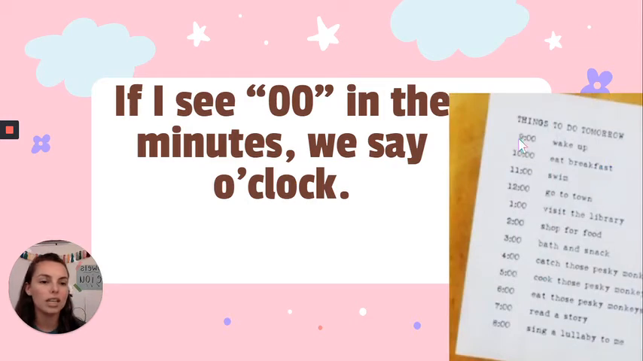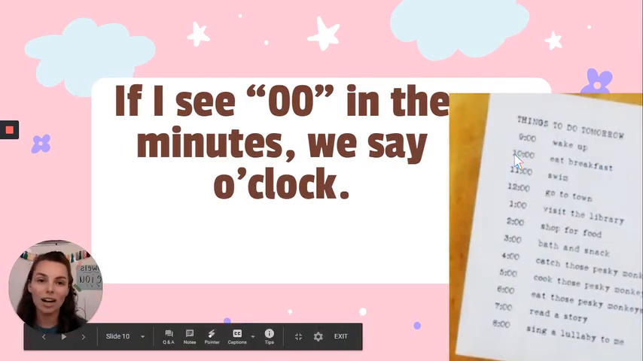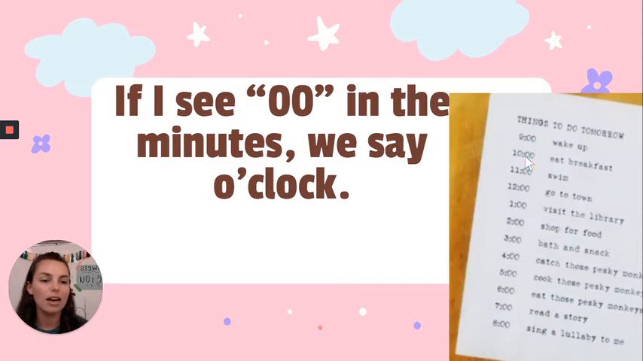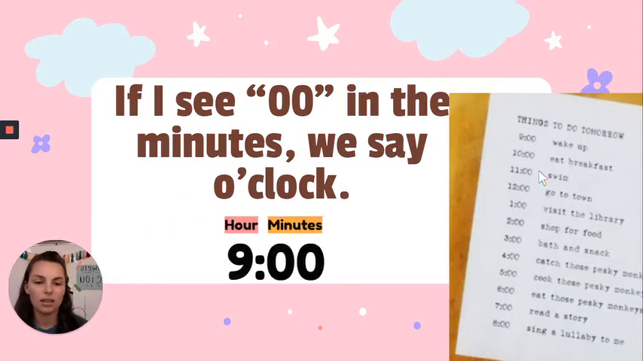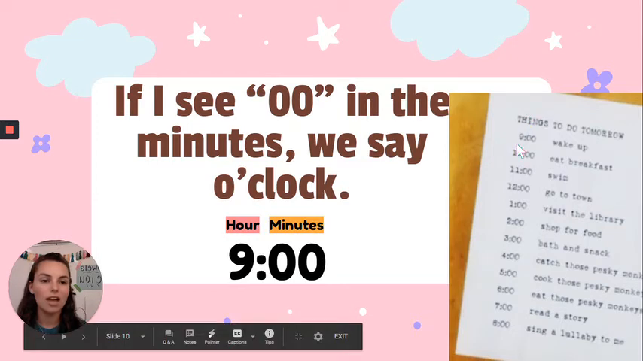So all these things on the to-do list that Mr. Crocodile had, we would say 9 o'clock, 10 o'clock. The hour is on the left and the minutes are on the right. So far we haven't gone into minutes any more than just learning about o'clock.